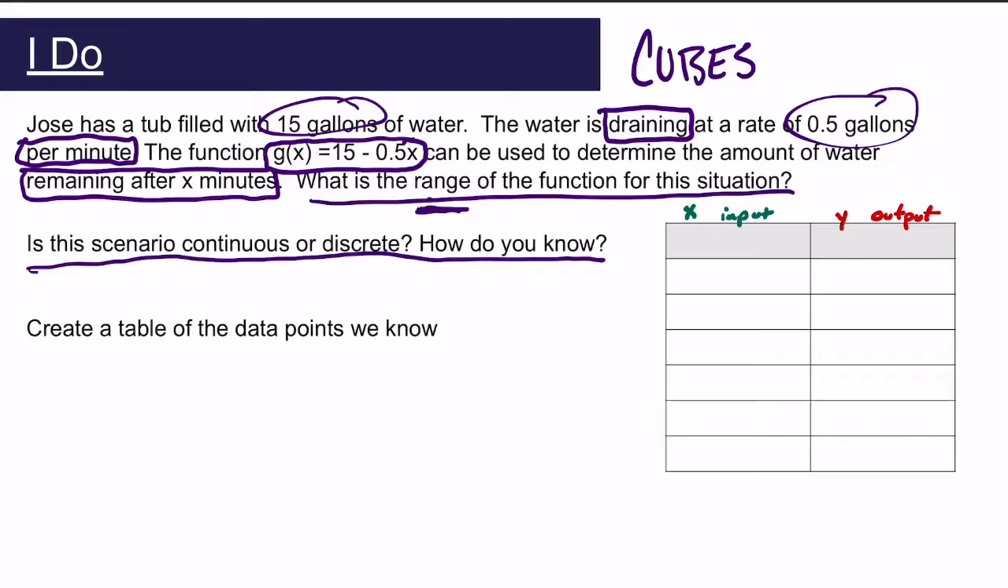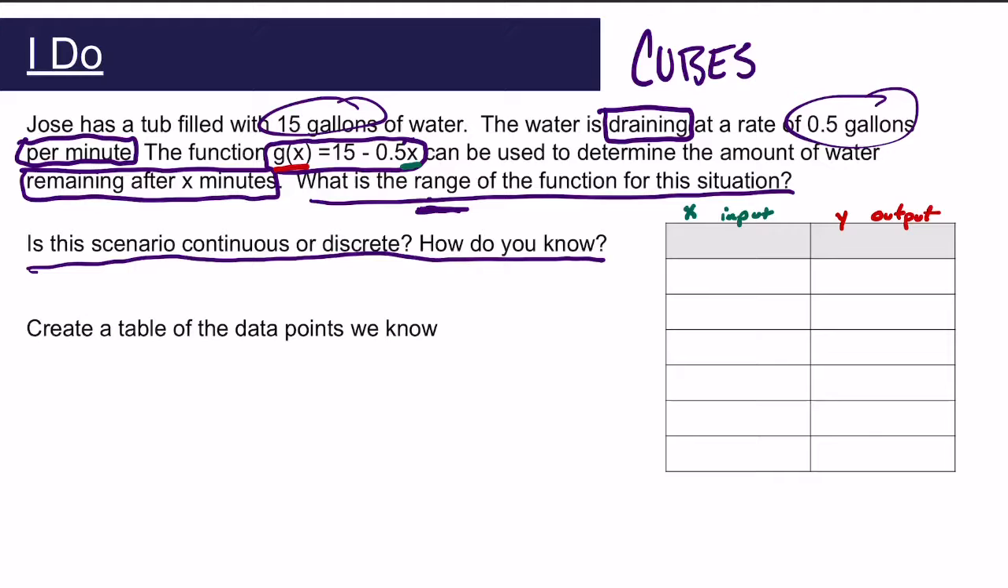Well, if I'm looking at my function, I know this variable right here is my input. It's a number that we get and we put it into this and we get our output. So this is our output.